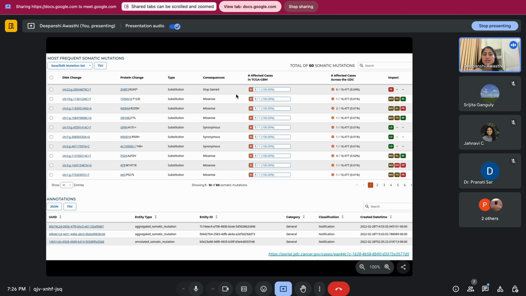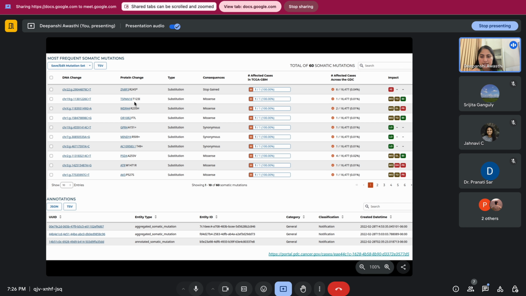sorry, not missense but nonsense mutation, where the mutation is such that the stop codon has come and the protein is prematurely terminated. Previously arginine was present, now it is leading to the formation of a stop codon, so arginine is not formed, and then the protein will not be translated further, it is terminated at this site. Similarly, other somatic mutations also you can see.